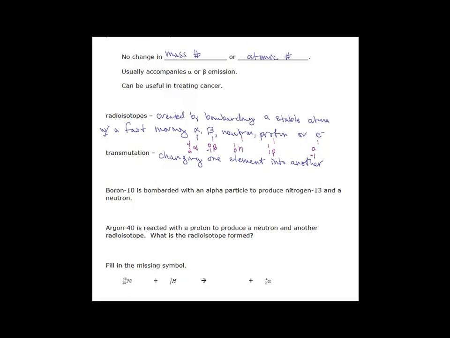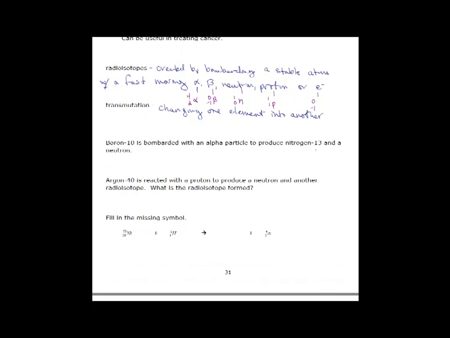So we've learned how to write decay equations. Now we're going to learn how to write transmutation equations. So I have a chemical process that's being described in words, and I want you to use symbols and chemical equation arrows to show what's happening. So boron 10 is bombarded with an alpha particle to produce nitrogen 13 and a neutron. So the 'to produce' tells you that there's an arrow.